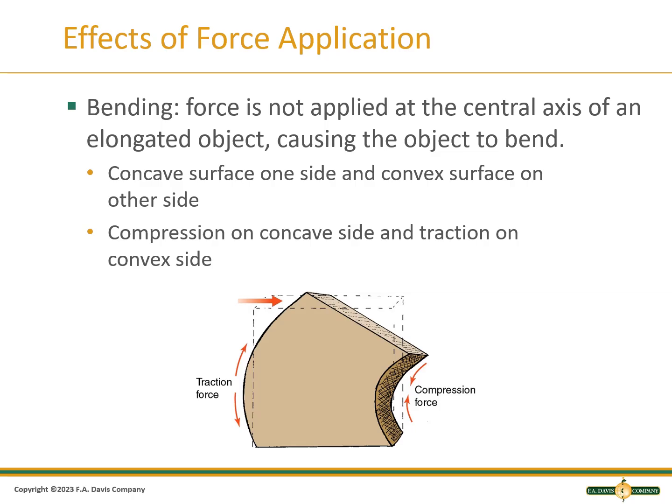Bending occurs when the force is not applied at the central axis, causing movement towards one side or the other. When bending occurs, we see compression on the concave side and traction on the convex side. The best example of bending effects in the body are going to be related to posture, where flexion compresses the anterior bodies of the vertebra as we bend further forward.